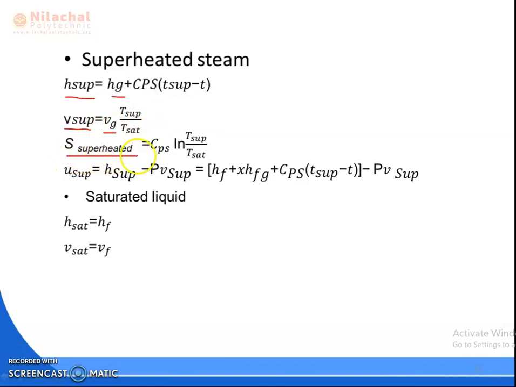The entropy of superheated steam is equal to sg plus Cps ln(T superheated by T saturated). That will be the entropy of your superheated steam. Then internal energy is equal to enthalpy of superheated steam minus P into volume of superheated steam. What is the enthalpy of superheated steam? hf plus hfg, that is hg, plus Cps (T superheated minus T saturated), minus P into specific volume of superheated steam.